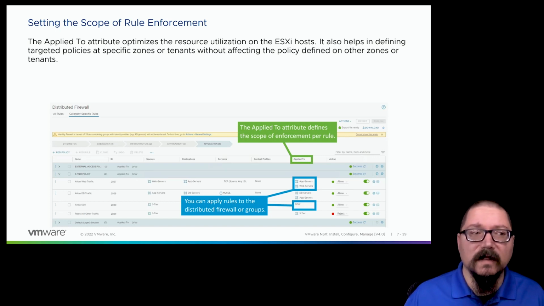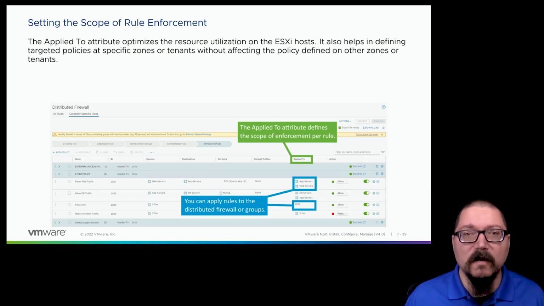And the applied to field sets the scope of rule enforcement, as the slide title says. In other words, it defines for us where this rule will be programmed, what distributed firewall filters will get this rule. Now, typically, when I have to contain the scope of a rule, I'm probably going to set the applied to field to match the groups in the source and the destination field, kind of like we're seeing here.